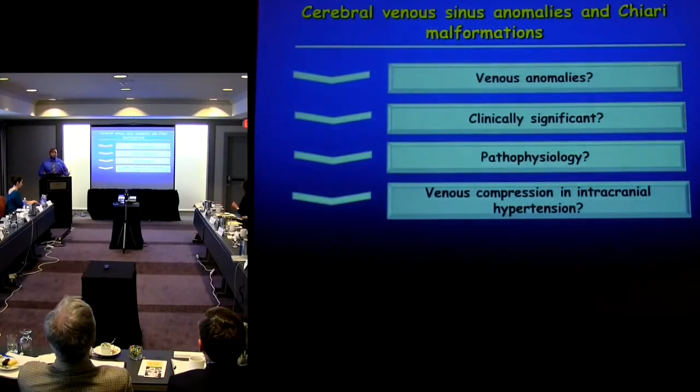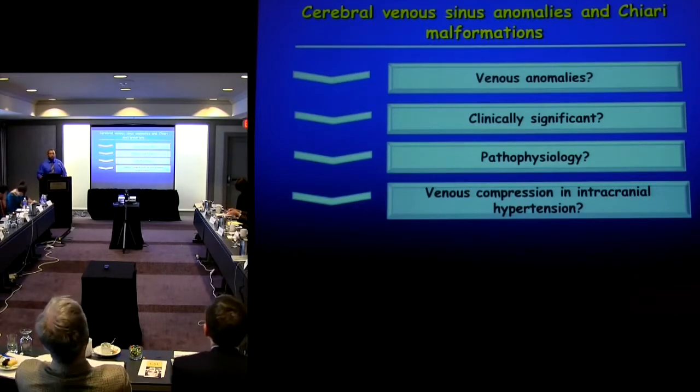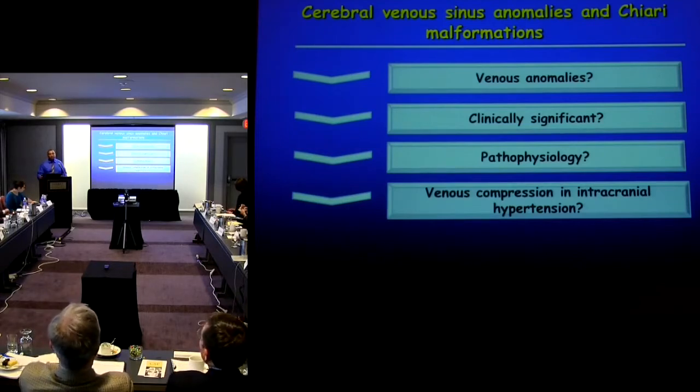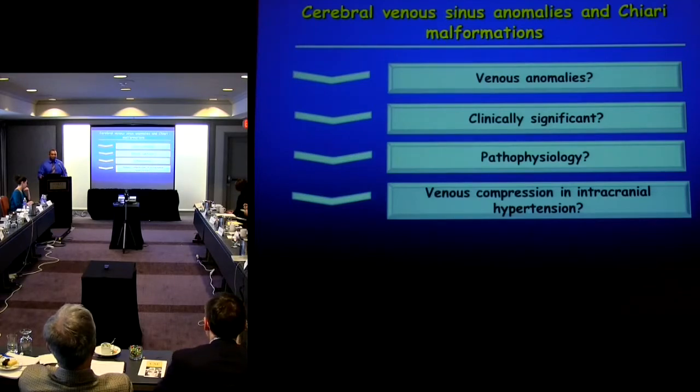So the things I want to talk about: first, give you an introduction into what the venous anomalies are that you can see with Chiari malformations. Then I want to talk about whether these malformations or abnormalities are actually clinically significant. I also want to talk about pathophysiology. Is there a common link that allows dysmorphism to coexist with venous anomalies? And the last thing I want to talk about is this theory about venous compression as a consequence of elevated intracranial pressure.